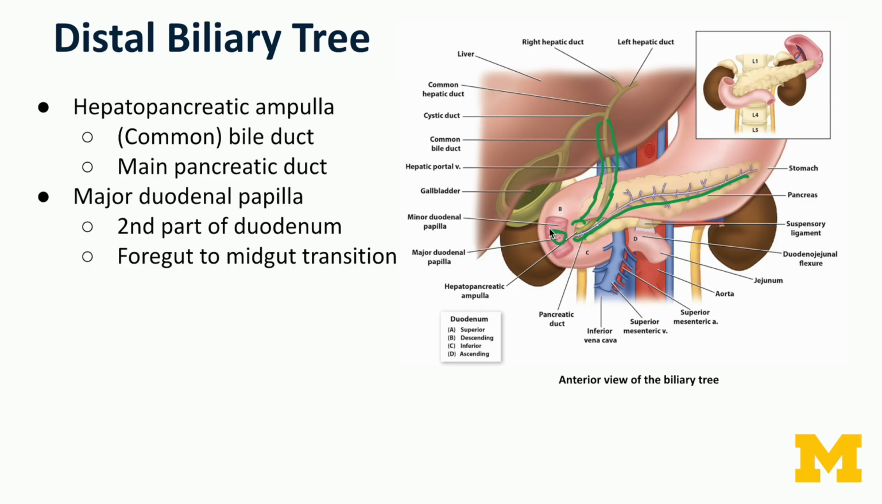So we have these accessory organs, the liver, the gallbladder, and the pancreas, that are associated anatomically with the foregut, but their functions are associated with the midgut. So anatomically, foregut; physiologically, midgut.